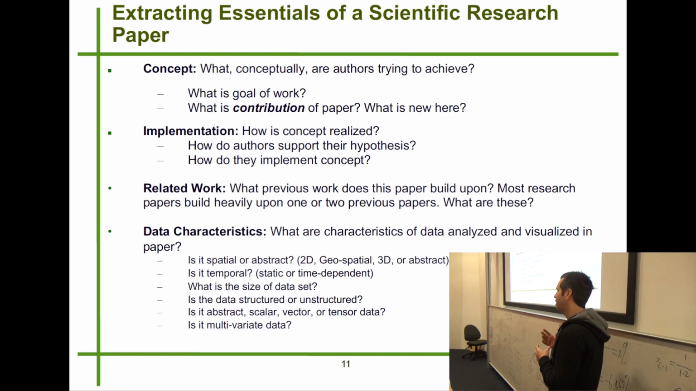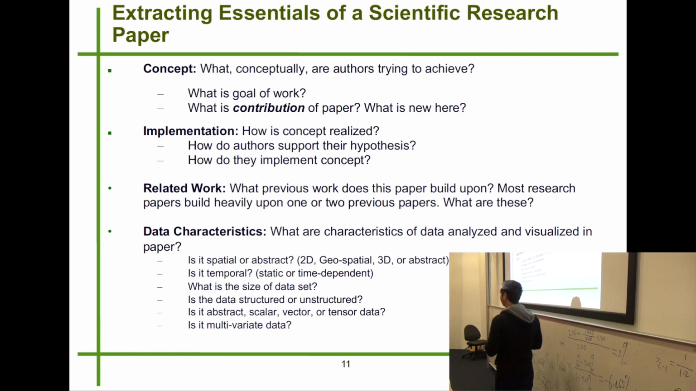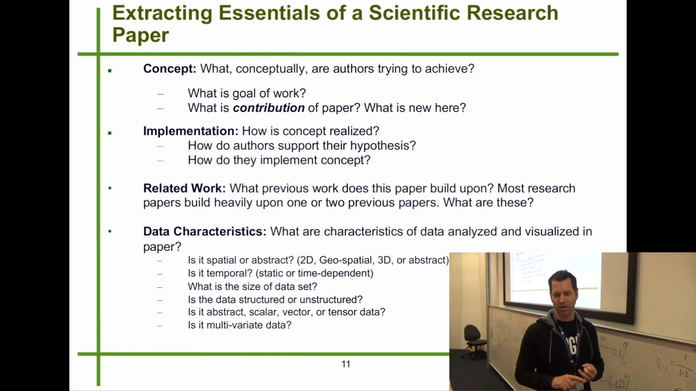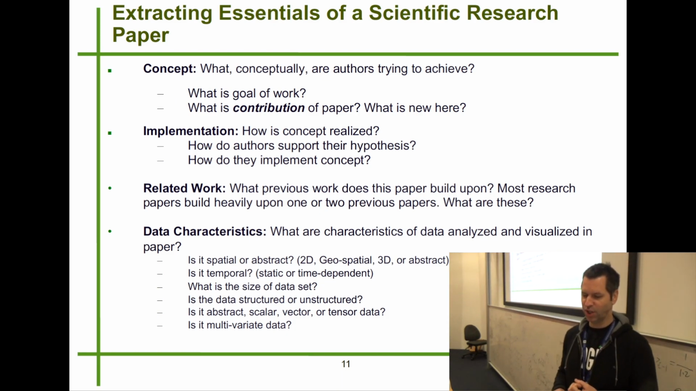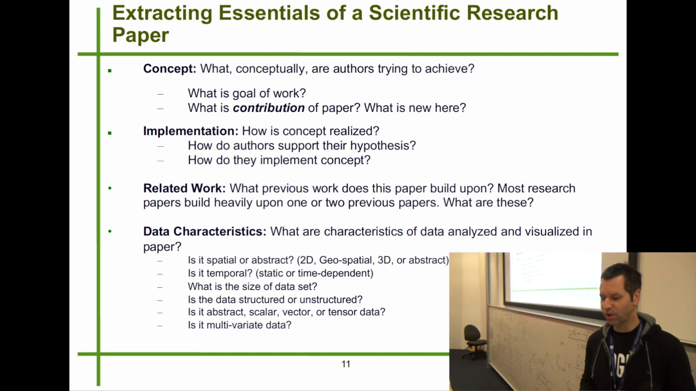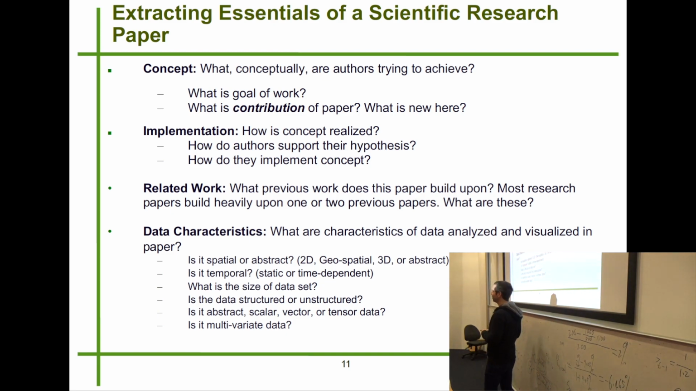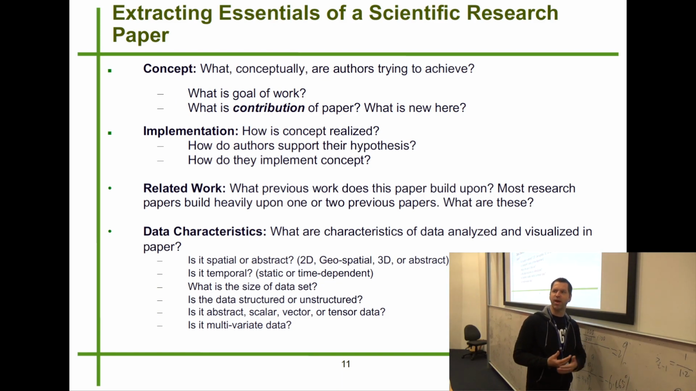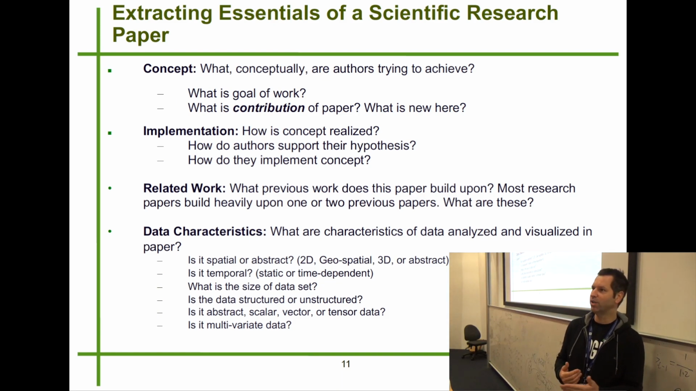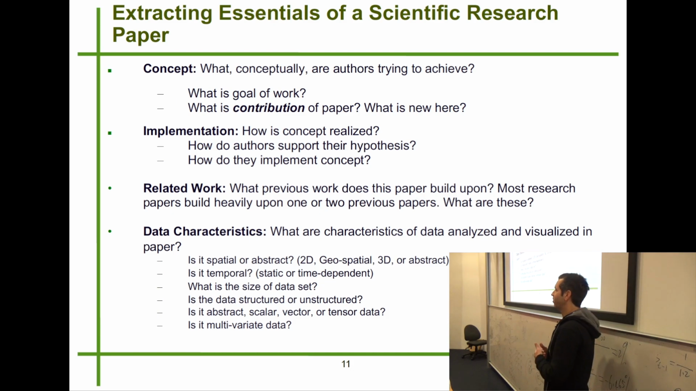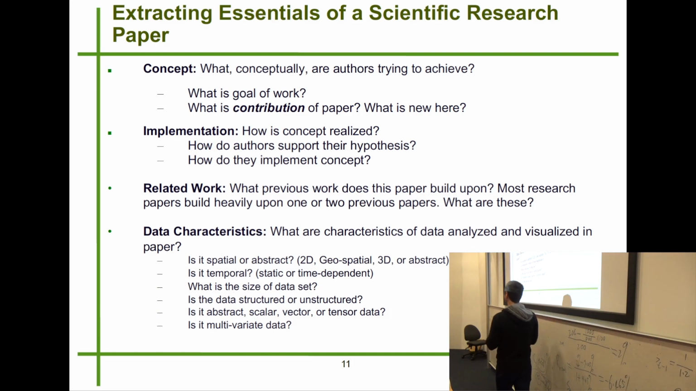I'm using several words for the same thing. Concept in this case is synonymous with what they're trying to achieve, which is synonymous with the goal of the paper, which is synonymous with the contribution of the paper. What does that paper contribute? What advances is it making beyond the current knowledge? That's the concept of the paper. So the first essential element you're trying to extract is the concept.